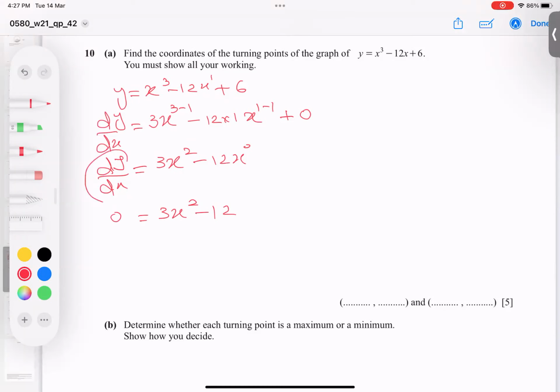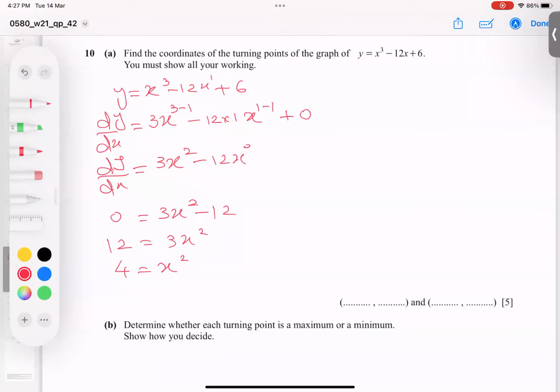Logic, why am I putting 0 in the place of the derivative? Because I'm finding turning points. So 12 will go to the left hand side, it will become positive. 3 will divide, it will give you 4. And here some students make a mistake.